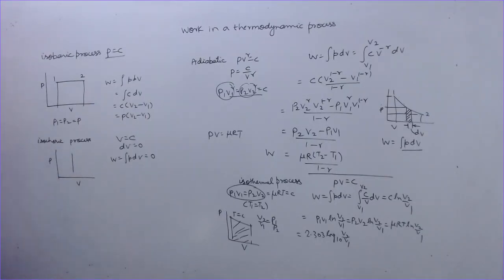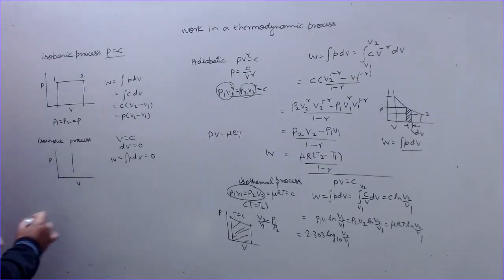As there is no change in the volume, there is physically no movement of the piston or no movement inside the system, inside or outside. So that means the work done here is equal to 0. This is how you calculate the work done in different processes.